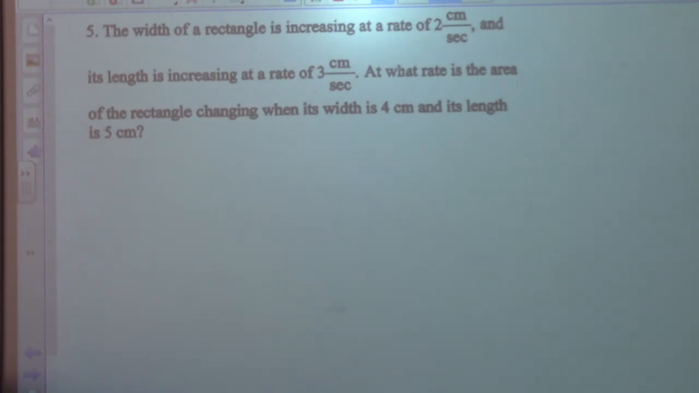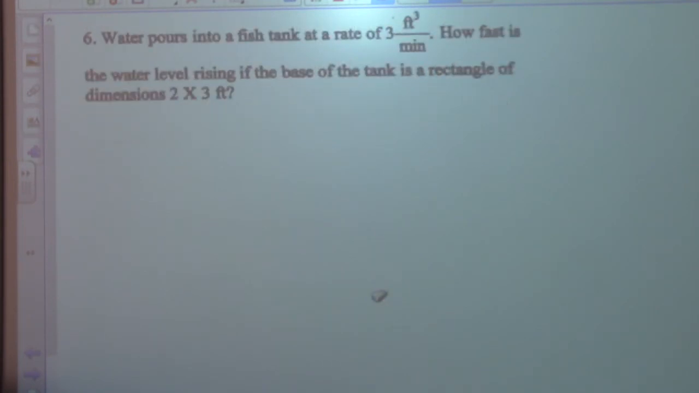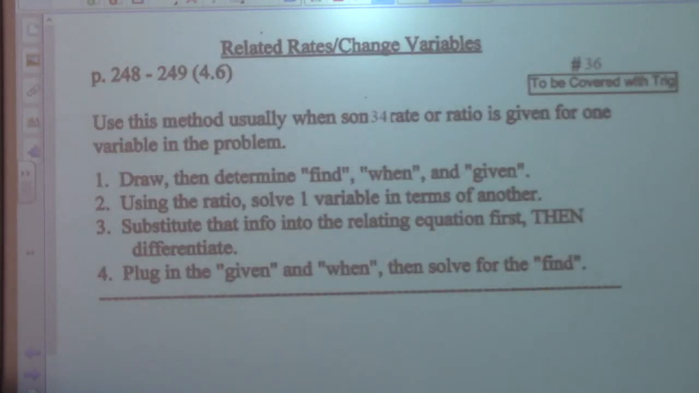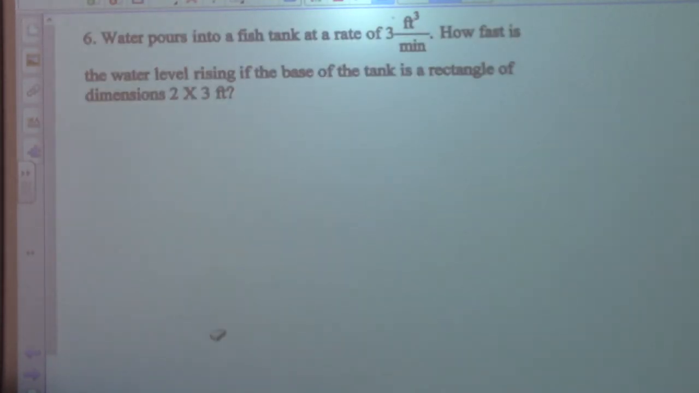And let's look at this one. Okay, we have the fish tank problem. The water pours into a fish tank at this rate. How fast is the water level rising? The base of the tank is a rectangle of this size. What is that going to be? And then we'll go ahead and look at change variables, the next one.